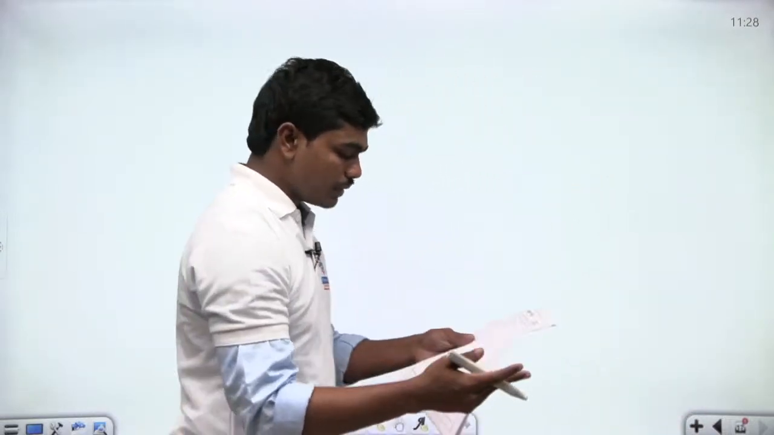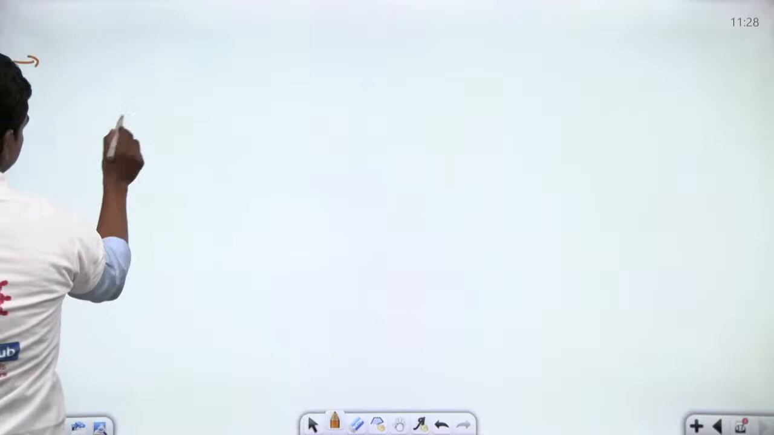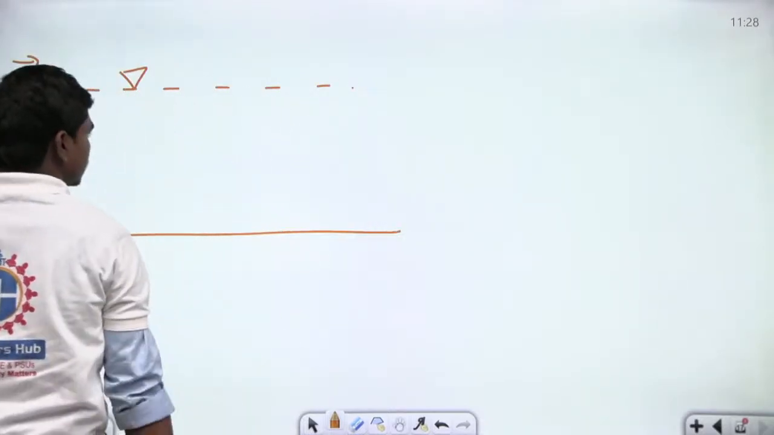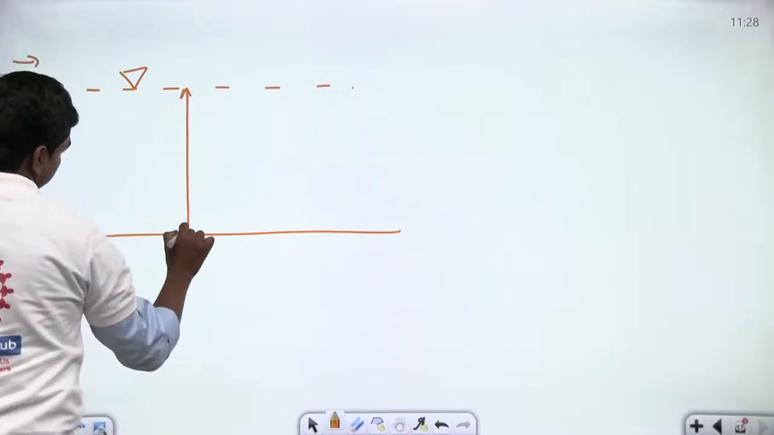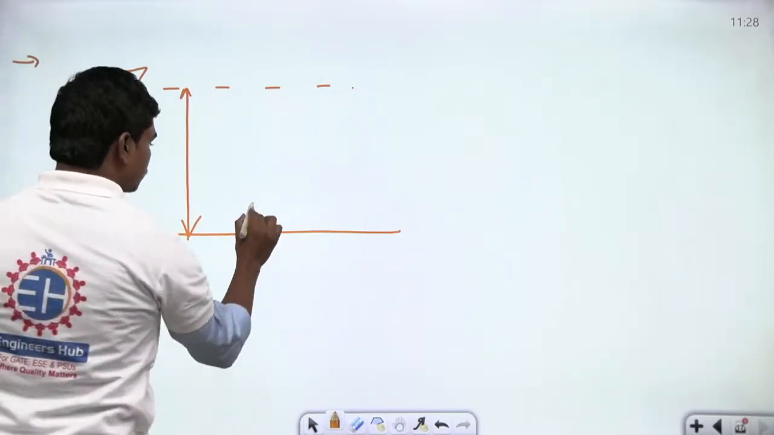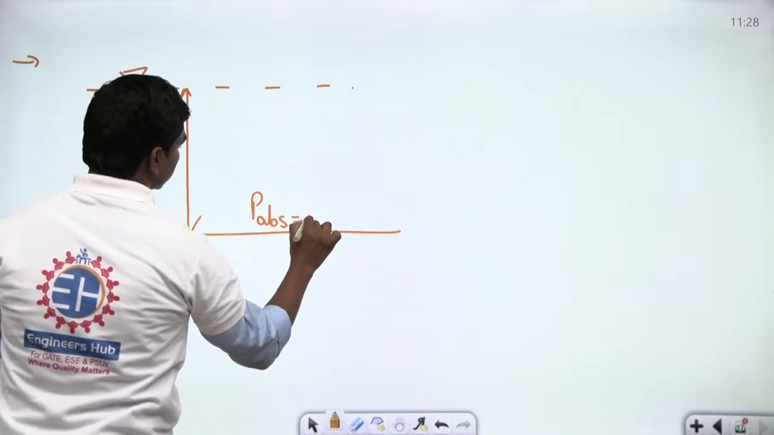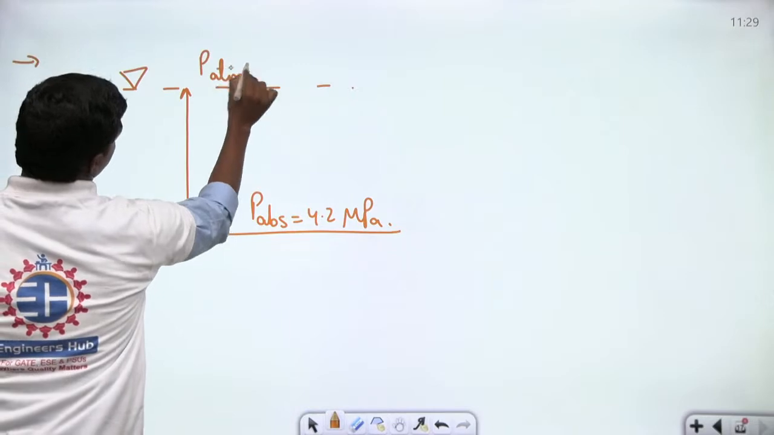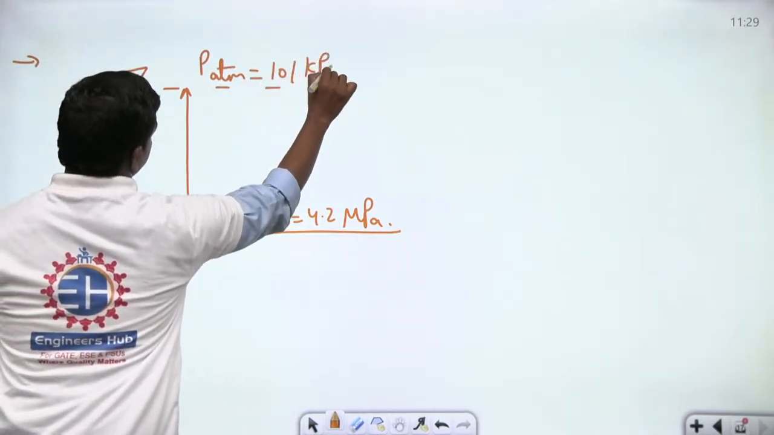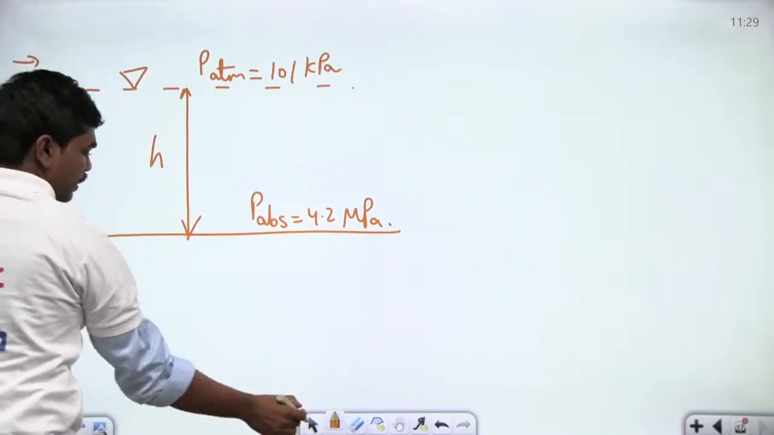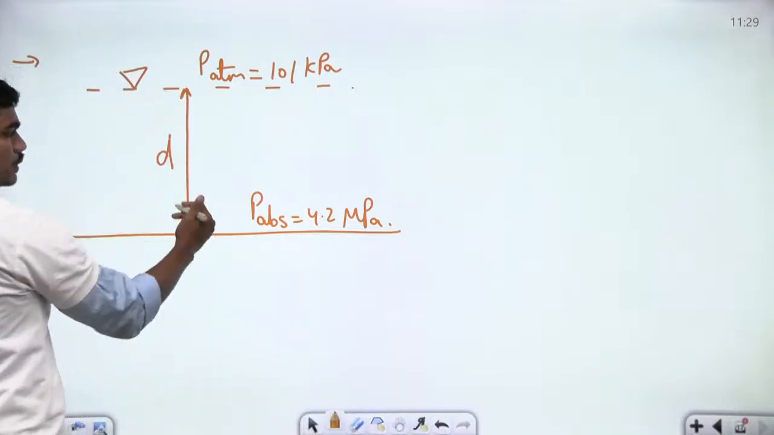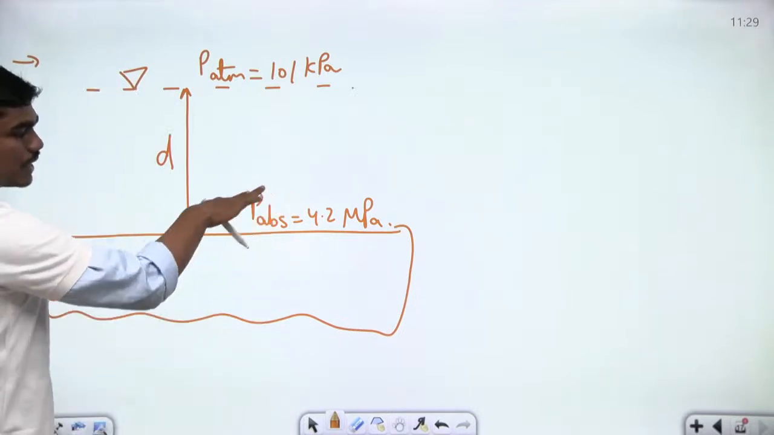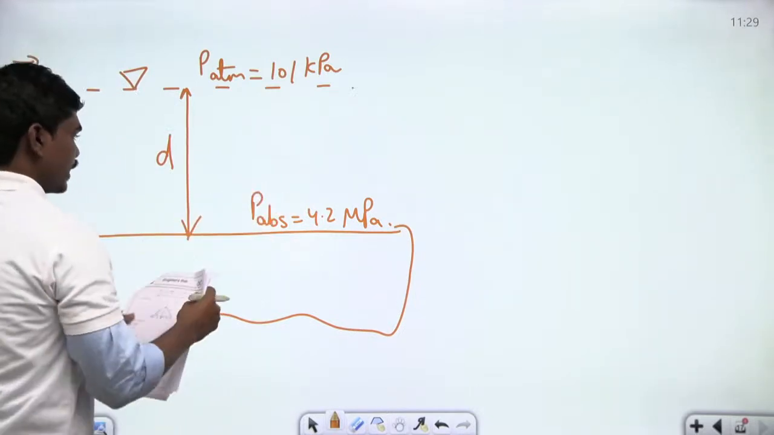Next, let us go quickly. Then there is one question from fluid mechanics again. So they are asking you, a submarine is going at a certain depth below the free water surface. So if the submarine is moving at this depth, then the pressure reading here, P absolute, is given as 4.2 megapascals. And of course the atmospheric pressure, P atmosphere, is given as 101 kilopascals. And they are asking you what is the depth at which the submarine is moving? Suppose if this is the submarine, at what depth is the submarine moving? So they are asking you for this depth.